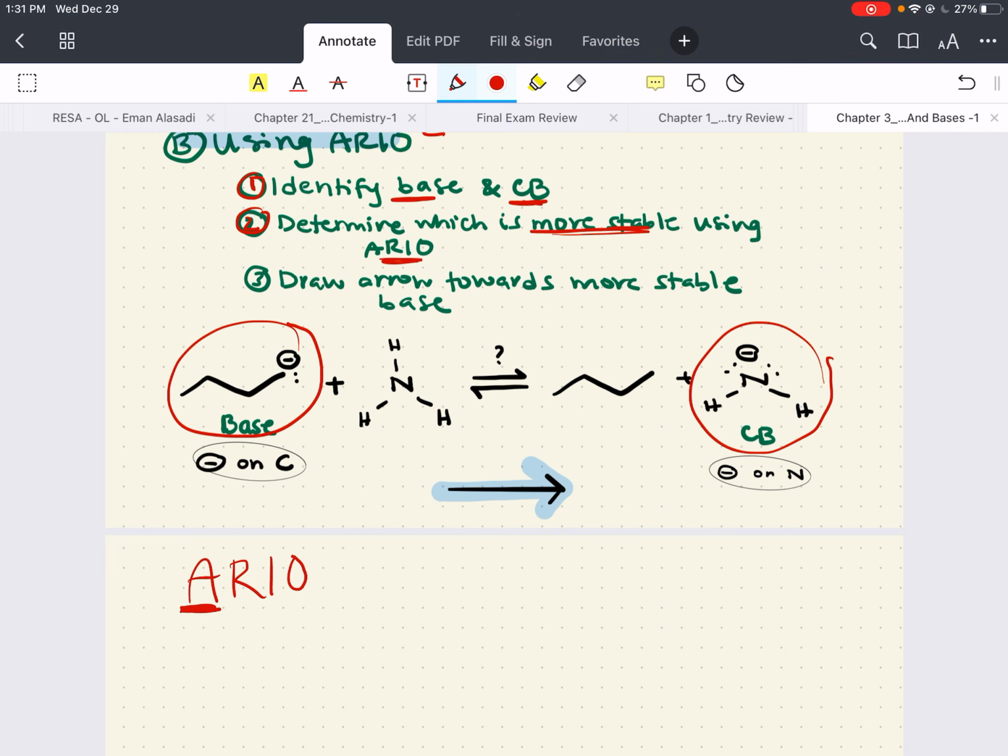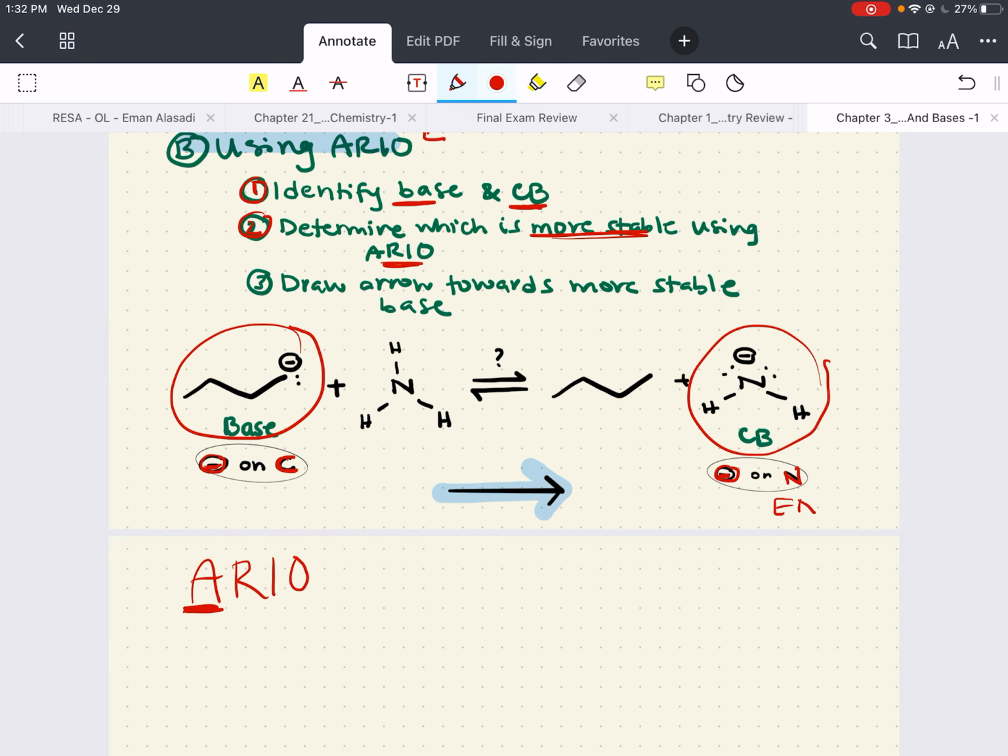Which atom possesses the negative charge? For the base, the negative charge is on a carbon. For your conjugate base, your negative charge is on a nitrogen. Well, which is more electronegative, carbon or nitrogen? Well, nitrogen is more electronegative. And because it's more electronegative, that nitrogen is going to bear that negative charge better, making it more stable. All right, so your conjugate base is more stable than your base.